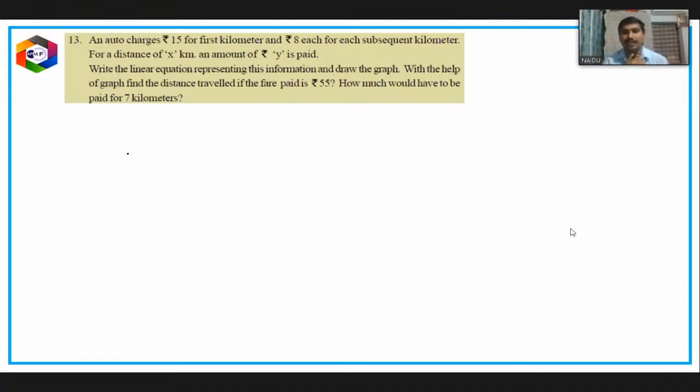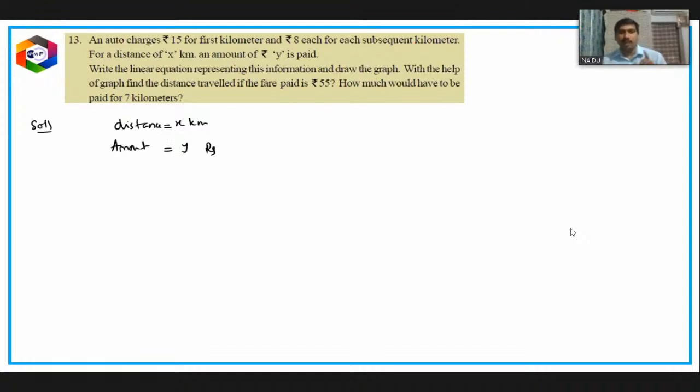That is the data. Here, for a distance of x kilometers, an amount y is paid. Here, the two variables are given. So distance is equal to x kilometers. The amount paid is equal to y rupees. Something like this I am writing. So distance is x kilometers, amount is y. Now, based on this information, we have to develop a linear equation.